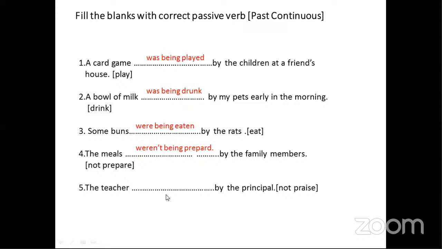Right. Now try even with the fifth one. That is also a kind of negative form. Not praise. The teacher is singular. Then how is it? Wasn't. The teacher wasn't being. What's the past participle verb of this praise? Then it should be praised. Regular verb. The teacher wasn't being praised by the principal.